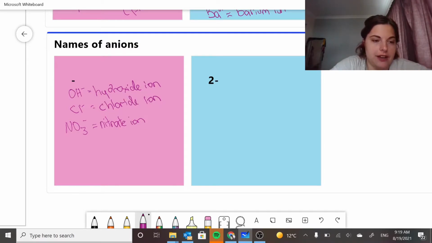Now we have one that sometimes gets called bicarbonate, sometimes gets called hydrogen carbonate, but we're going to go for hydrogen carbonate because that is the more accurate term, I feel, the more modern term. So this is the hydrogen carbonate ion.